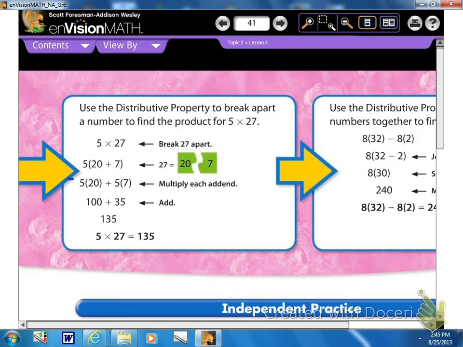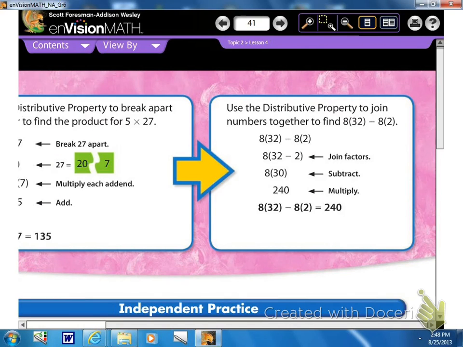So here they just show it written a little bit differently. Again, 5 times 20 plus 5 times 7. So now if you're trying to solve this in your head, instead of saying 5 times 27, I break 27 apart. Well, 5 times 20 is 100, plus, not just 7, because it's still 5 times 7, which is 35. Add it together and you get 135. It's a lot easier and quicker, and you can do it in your head, although I want you to write these steps down.